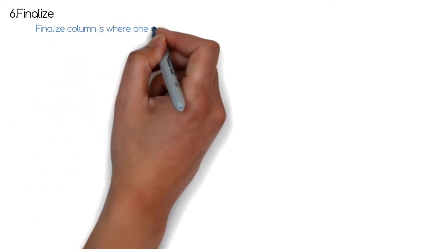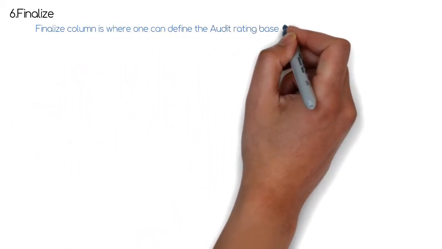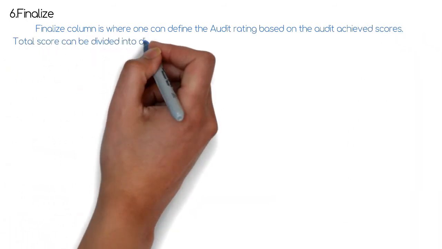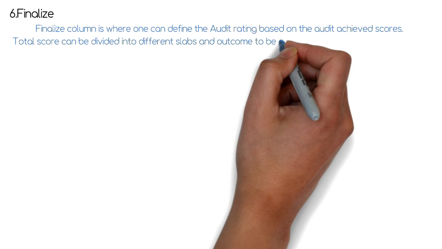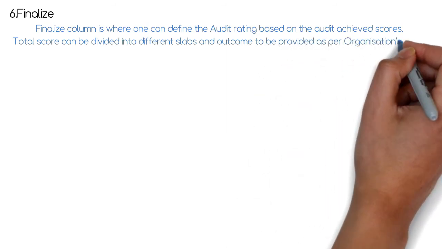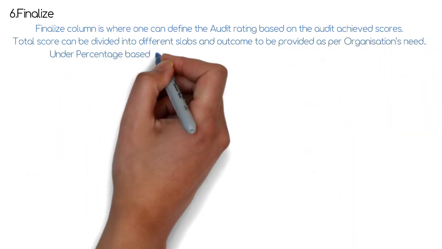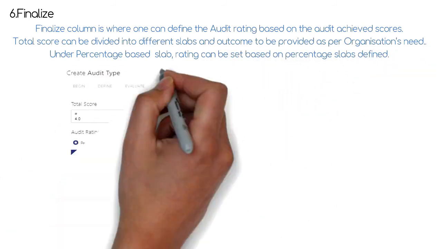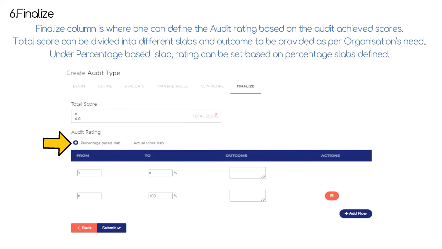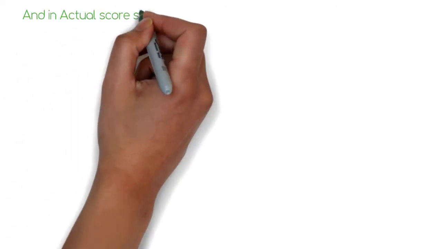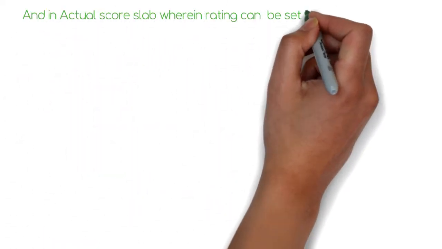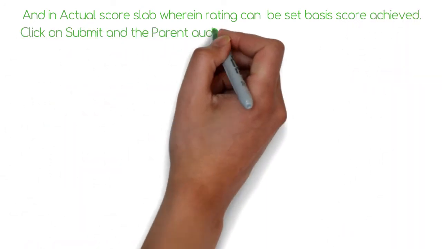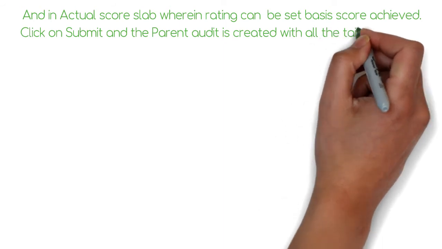The Finalize column is where one can define the audit rating based on the audit achieved scores. The total score can be divided into different slabs, and the outcome provided as per the organization's need. Under percentage-based slab, the rating can be set based on the percentage slabs defined. And in actual score slab, the rating can be set based on the score achieved. Click on Submit, and the parent audit is created with all the tailored needs.